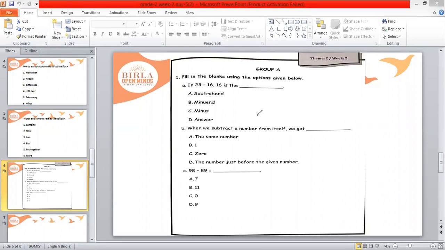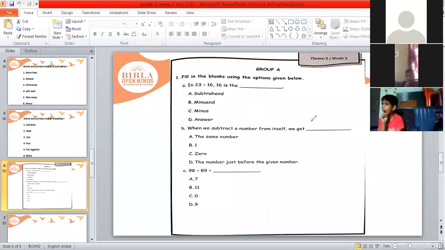Jay, you tell me, if we are subtracting a number from itself, what we will get? Yes, Jay, tell me. Whenever a number is subtracted from itself, what we will get? Jay, are you there? And what is that answer? 0. Yes. Very good, Jay.